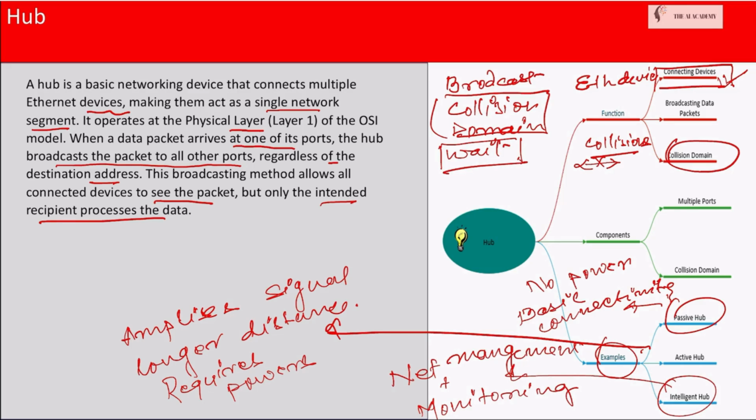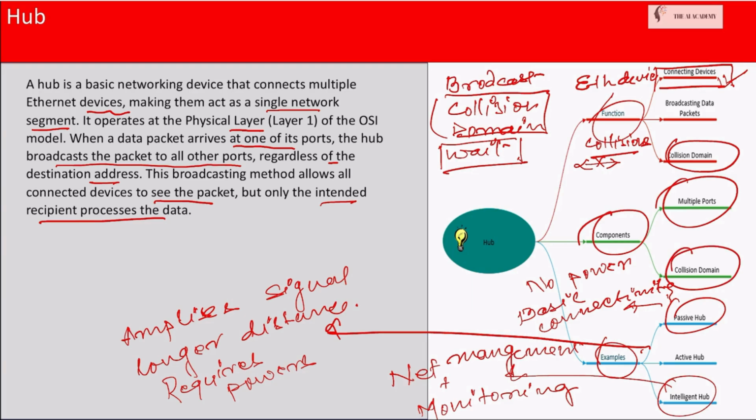Hubs are basic networking devices that connect multiple Ethernet devices within a single network segment, enabling communication between connected devices. By broadcasting incoming data packets to all ports, hubs ensure that data reaches its destination, although this method can lead to inefficiencies and collisions. Understanding the components and functionality of hubs helps explain how they perform their tasks effectively. Multiple ports provide connectivity for various devices, while the collision domain characterizes the network segment where data collisions can occur.